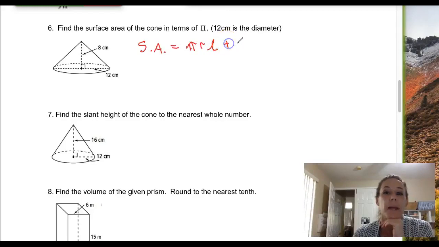And then I'm going to add the area of the base. So that will be the lateral, pi times the radius times the slant height, and then the area of the base. The base is obviously a circle, so it's going to be pi r squared. Okay, so let's go ahead and find this.